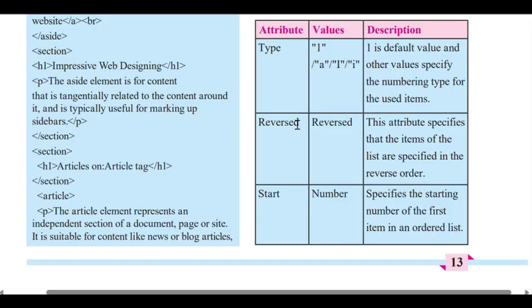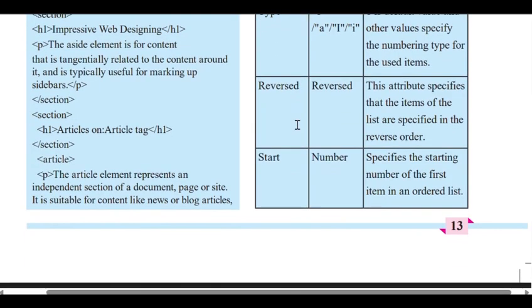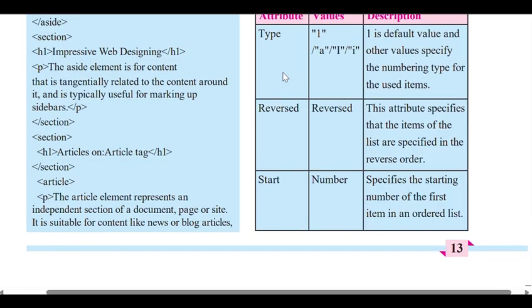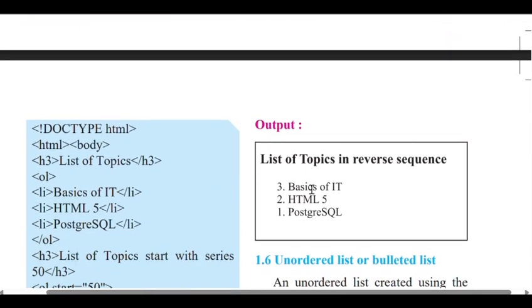Second attribute we have is reverse. Value is reverse. This attribute specifies that the items of the list are specified in reverse order. Third attribute we have is start. Value is number, which specifies the starting number of the first item in an ordered list. Now these three are attributes: type, reverse, start. And now we are going to see an example based on this.